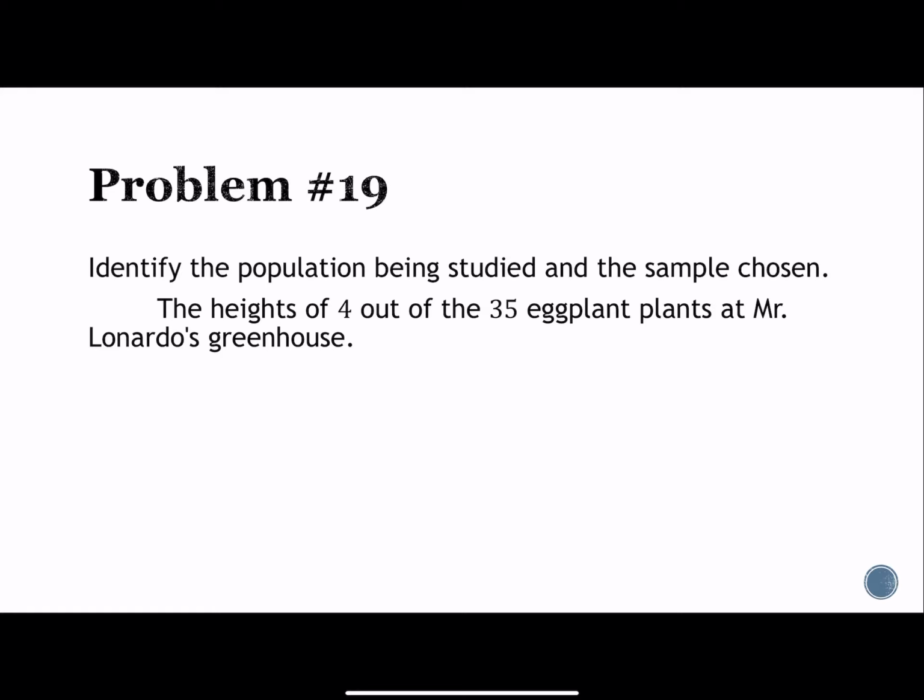Identify the population being studied and the sample chosen. That's Chapter 1, guys, more of your vocabulary. So make sure you're familiar with being able to understand the population versus the sample.